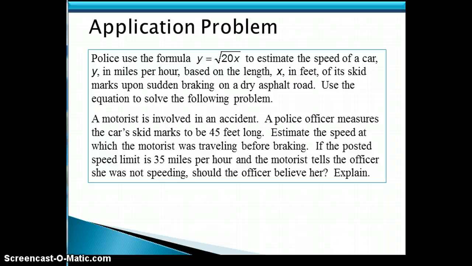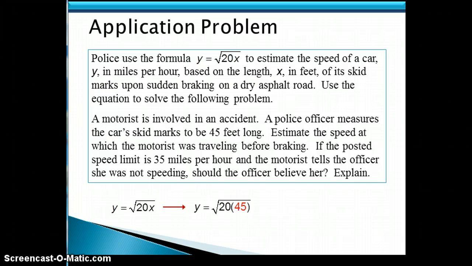Estimate the speed at which the motorist was traveling before braking. If the posted speed limit is 35 miles per hour and the motorist tells the officer she was not speeding, should the officer believe her? And we need to explain. So we're going to have to figure out how fast she was going to know whether she was speeding or not. And remember that y represents the speed of the car. So we need to find the value of y. And x represents the length of the skid marks. And so we know that the length of the skid marks was measured to be 45 feet.